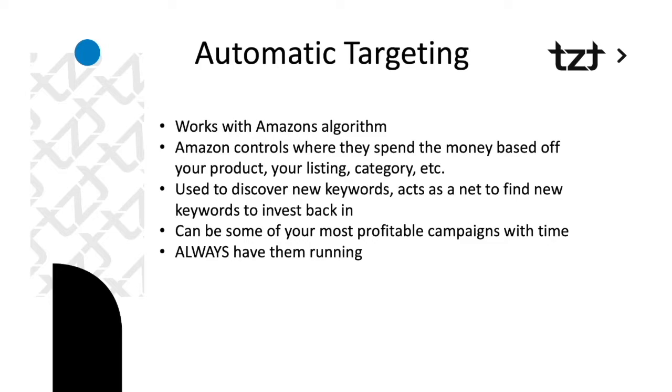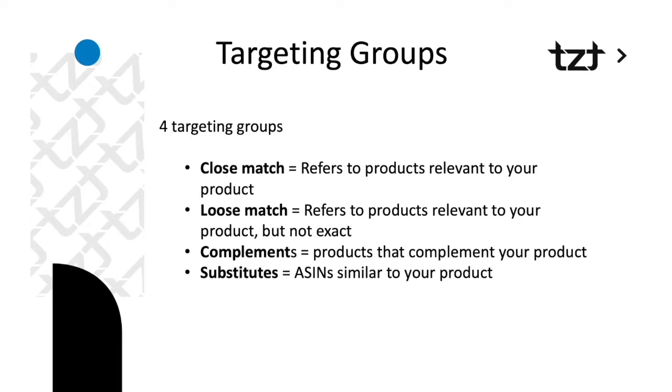It's going to work with Amazon's algorithm to find relative ASINs, relative keywords. And the beautiful thing about this is that it acts as a net to find keywords that, again, we can go and invest back into. So very, very powerful. It's used essentially to discover new keywords. One of those campaigns that you always want to be having run. And over time, they can actually be some of your most profitable campaigns.